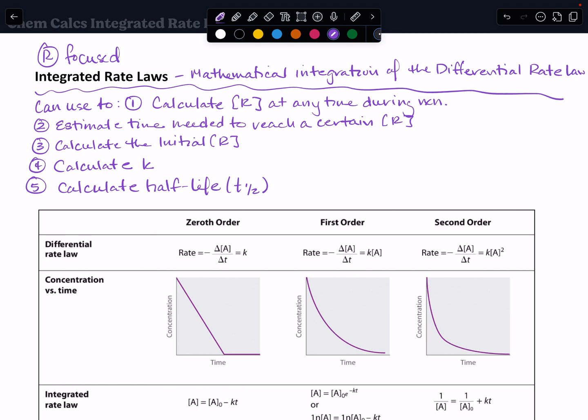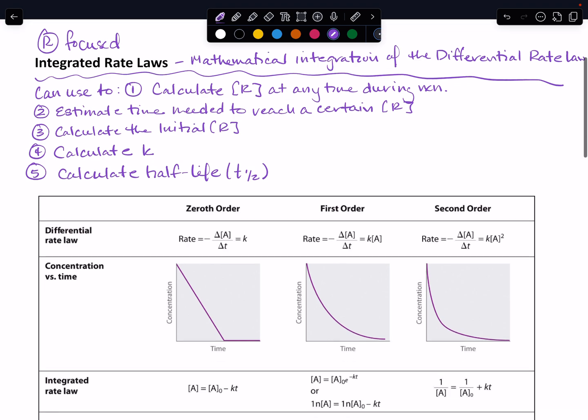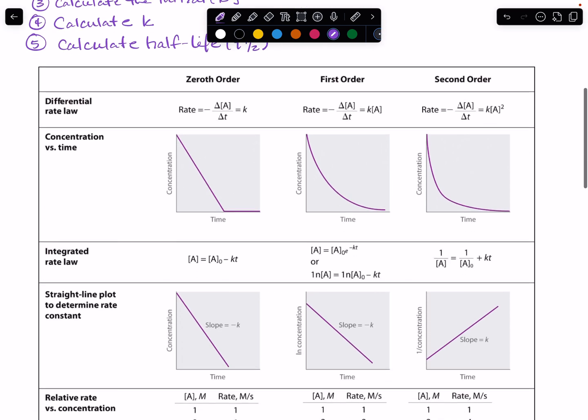Now I've got this table here. This table is super handy. I put it on here rather than try to write it all out, just so we can see what's going on. The first thing you can see, I've got a column here for zero, first, and second order reactions. And then I've got the differential rate laws here. So for zero order, rate is equal to K. For first order, rate is equal to K times the concentration of A. And then for second order, rate is equal to K times the concentration of A squared. So those are our differential rate laws.